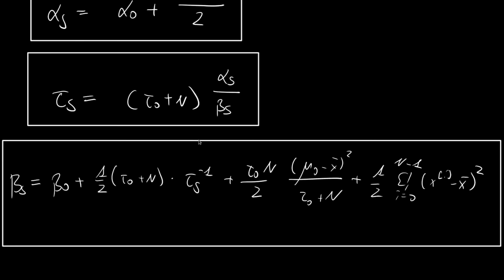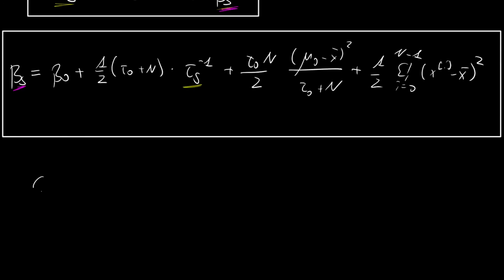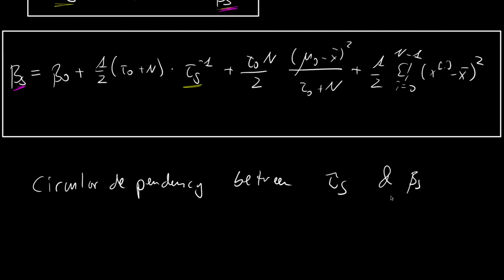And the problem that we face is that the tau s here appears inside beta s, and beta s, or let me use a different color, beta s also appears in tau s. So we have some sort of a circular dependency. So let me note this down. This is a circular dependency between tau s, or the precision of the surrogate normal, and beta s. And of course, whenever we have circular dependencies, that calls for an iterative algorithm.